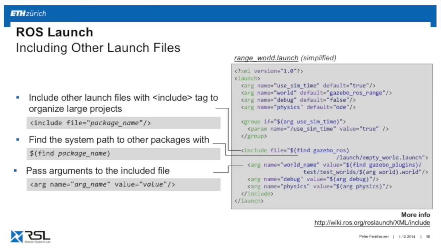This is also an important element: you can nest launch files. In this example, you'll see that it uses this include tag and then the file. In this case, we want to include this empty_world.launch, which launches an empty world in simulation. It doesn't matter.